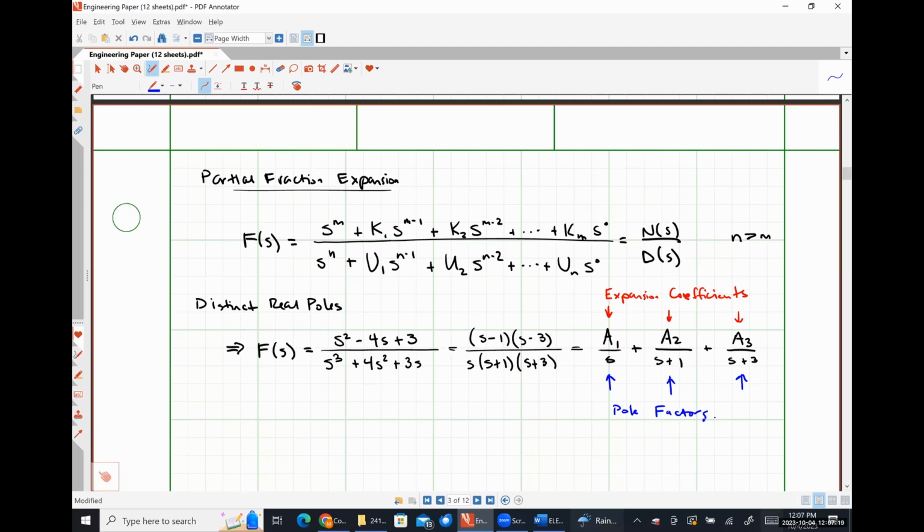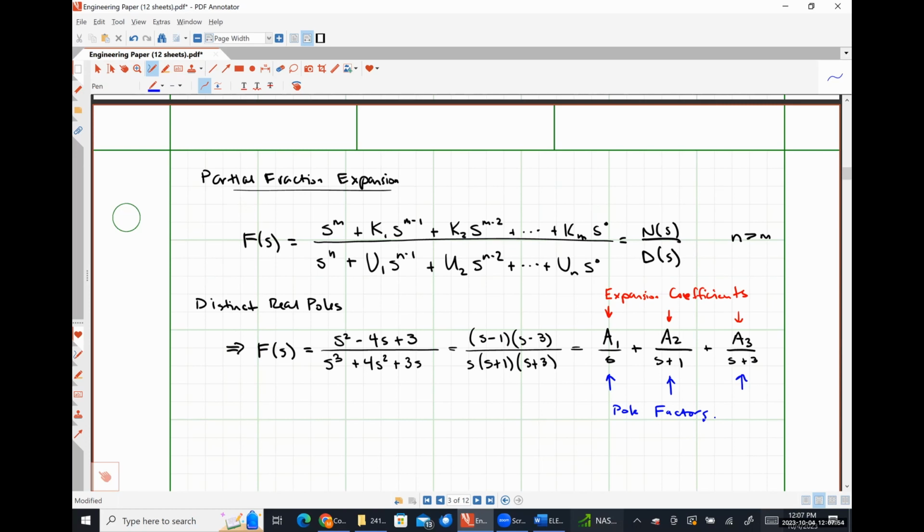In this case, we have distinct real poles. Okay. So what do I mean by that? None of our poles are repeated because none of these factors are squared or cubed or anything like that, right? So that means all of them are distinct because none of them are repeated, and they're real because the value that causes each of these fractions to go to infinity is a real number, okay? 0 is a real number, -1 is a real number, -3 is a real number. So we have distinct real poles.